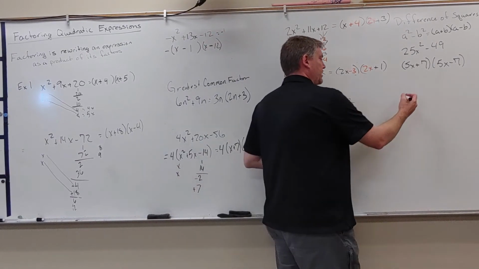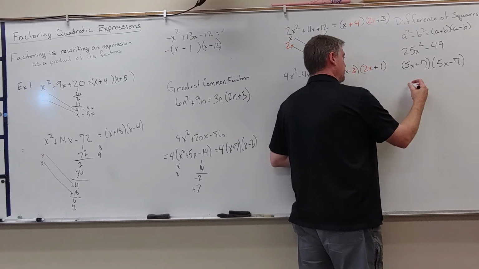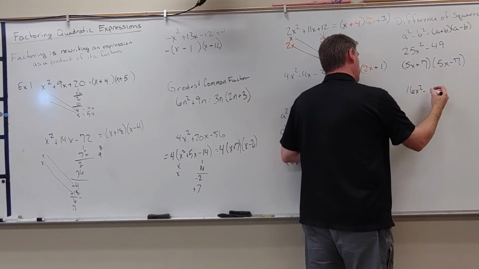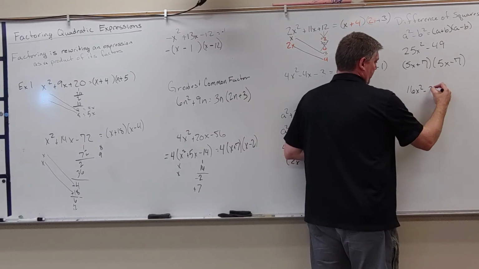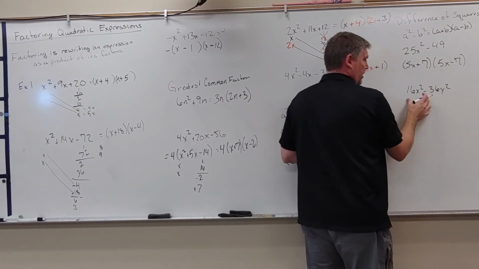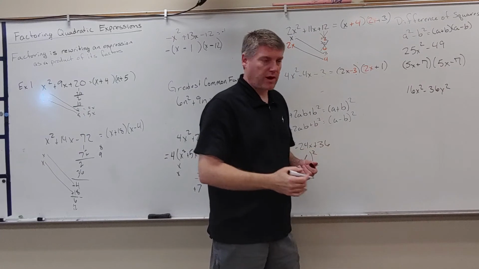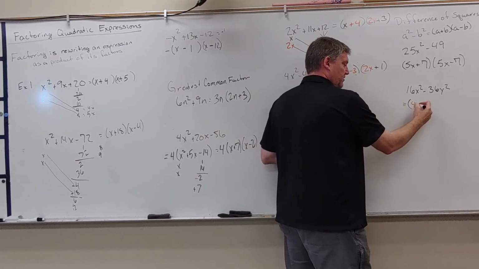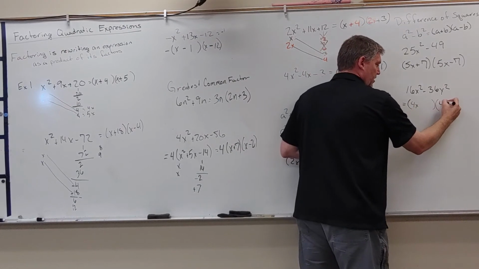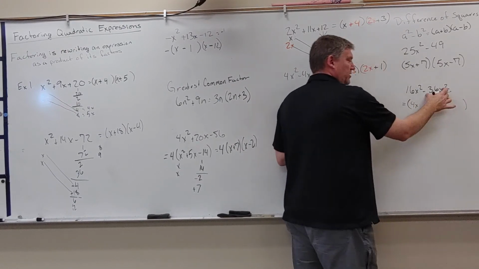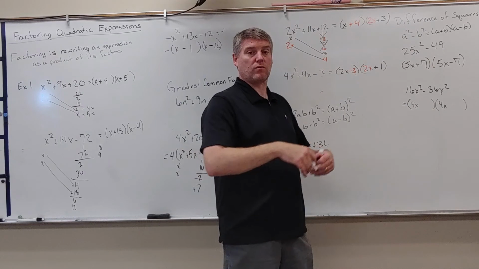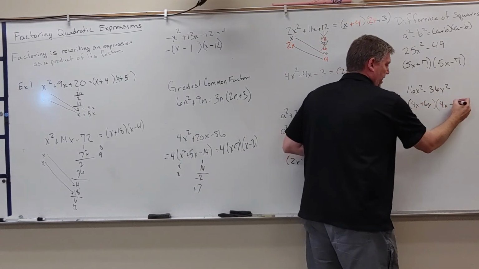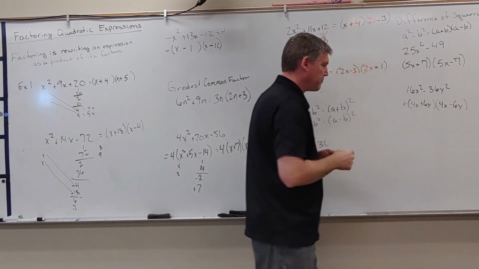So if I had something like this, let's say I had 16x squared minus 36y squared. This is the difference of perfect squares. So now when I factor it, what's the square root of 16? Well, that's 4x. So I know it's going to be 4x and 4x. Well, what's the square root of 36y squared? Well, that's 6y. So that's going to be plus 6y and minus 6y.